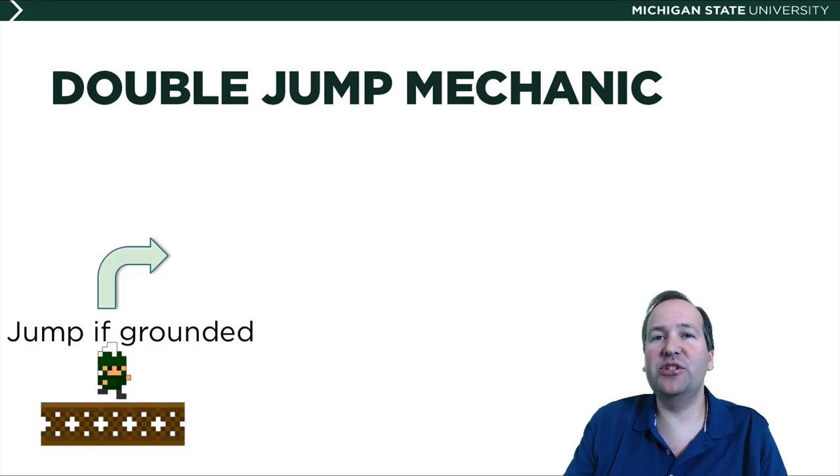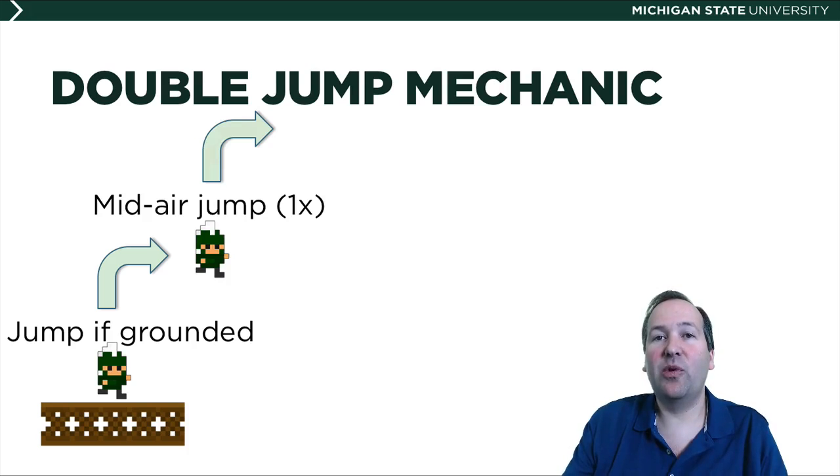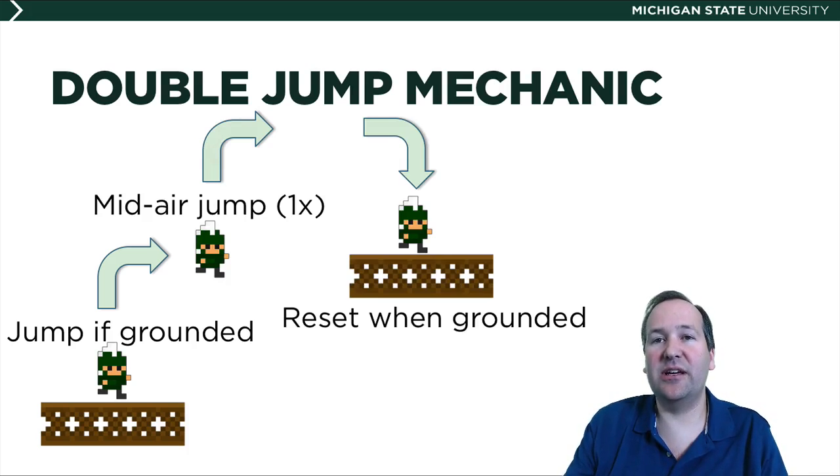The player currently can only jump when grounded. Adding double jump means that the player can jump a second time while in mid-air. After the mid-air jump, they cannot jump again until grounded again. Even though we can call this a double jump, technically the mid-air jump can take place even if the player does not perform the first jump, such as if they fall off a platform.